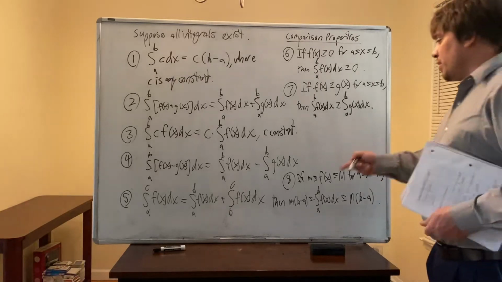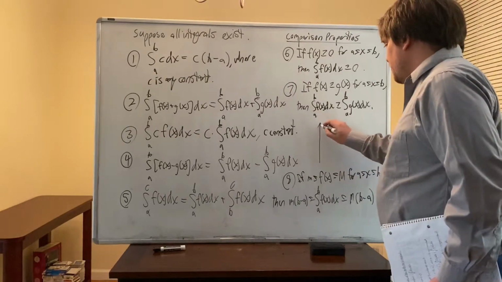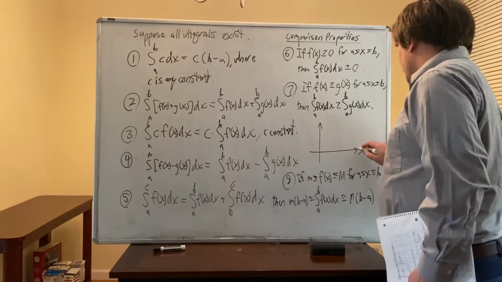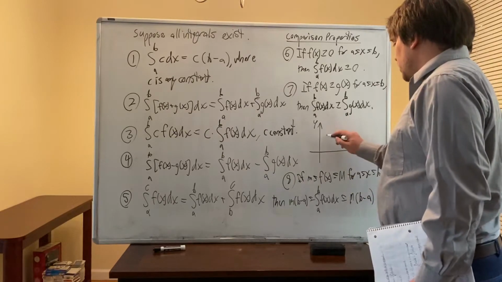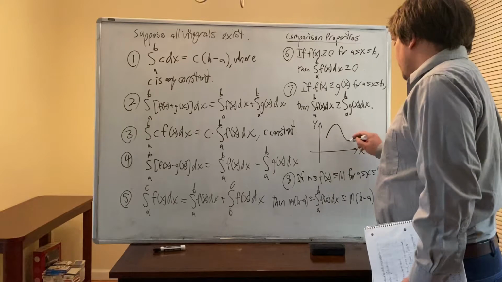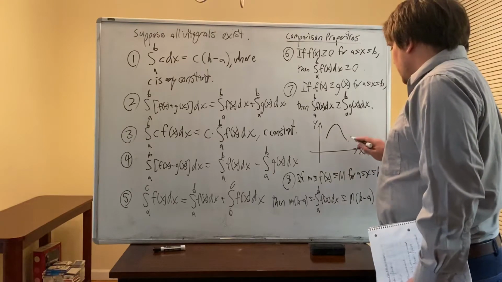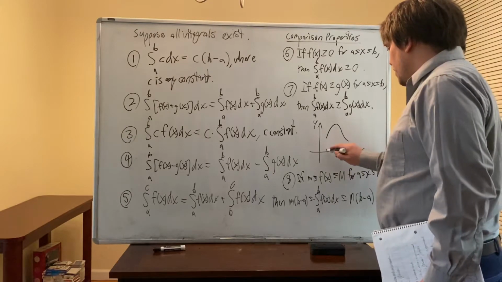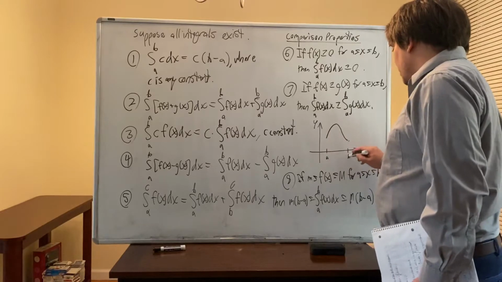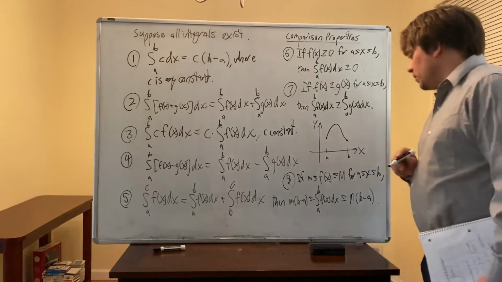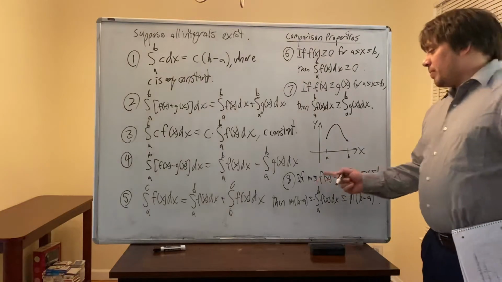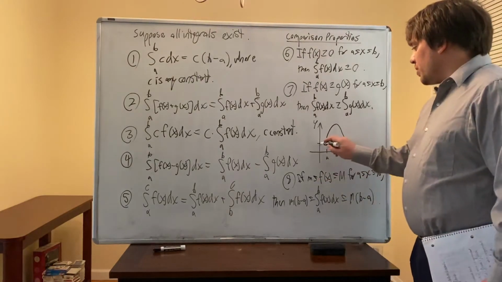Okay, so a picture to illustrate 8 would be this. Here's the x-axis, here's the y-axis. Let's say that's f. Let's say this is the interval from a to b. Well, little m, let's say little m is this.